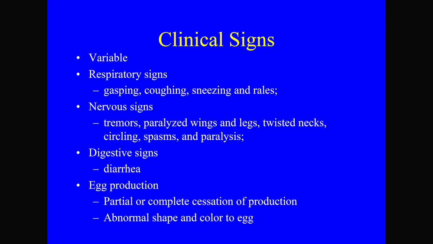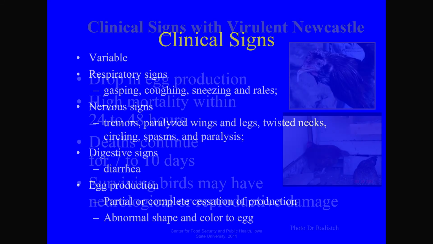There can be digestive signs such as diarrhea, and then egg production effects. We can have a cessation of egg production, or at least a partial cessation of egg production. We can have abnormal shape and abnormal color to the eggs. Oftentimes, eggs that typically have that brown color will be very, very pale, almost a light tan in color.